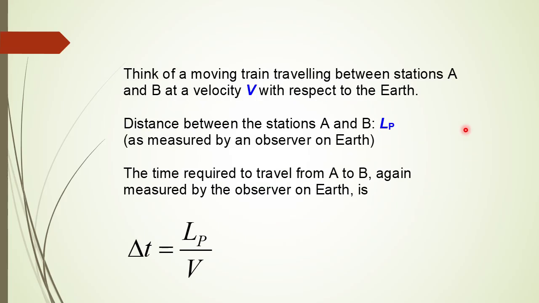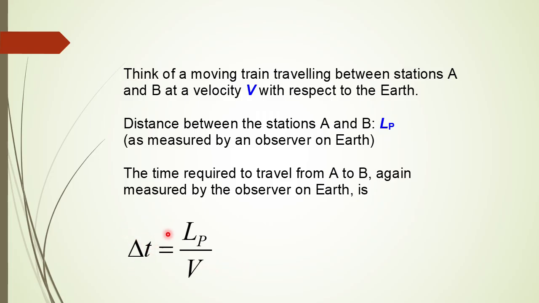So let us think of a train moving between stations A and B with respect to the Earth, and the distance between the stations is LP as measured by an observer on Earth. The time required to travel from A to B, as measured by an observer on Earth, is delta T, which is LP over V.